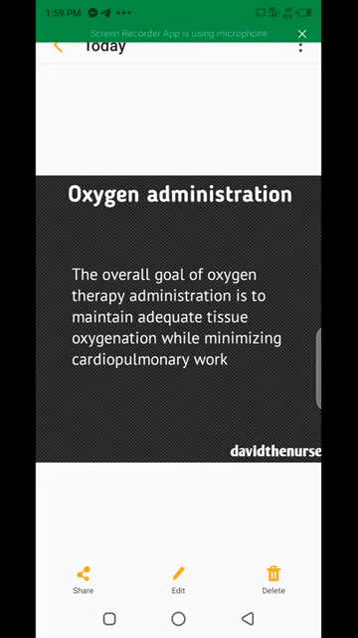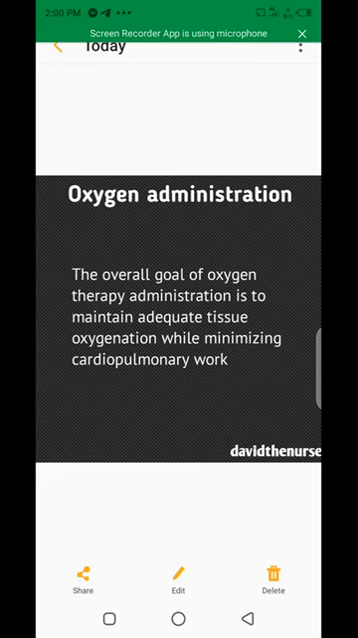Now, the overall goal of oxygen administration, you can look at your screen now, it's written here, is to maintain adequate tissue oxygenation while minimizing cardiopulmonary work. So we ensure that oxygen reaches the tissue level, because for respiration to take place, oxygen is needed to metabolize and produce water, CO2, and energy for the body, the ATP that is needed for the body.